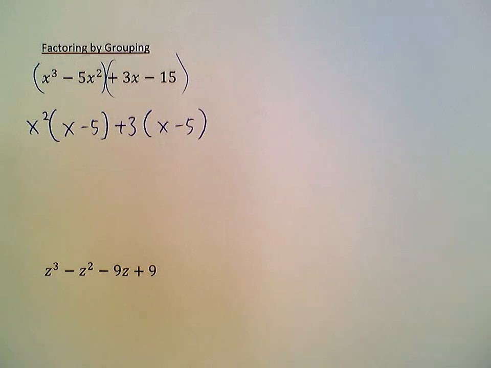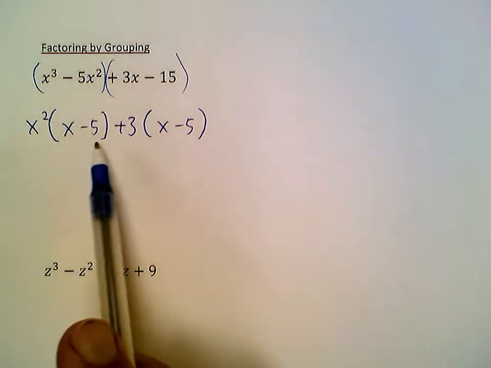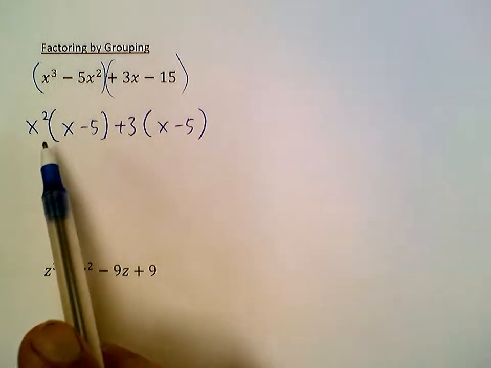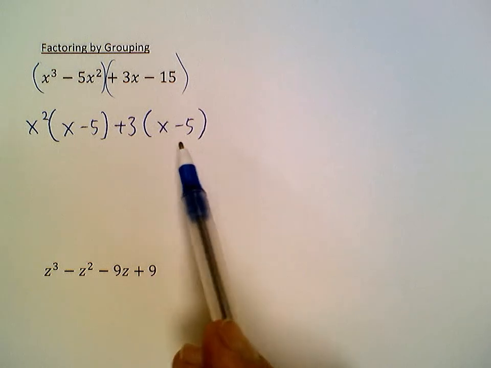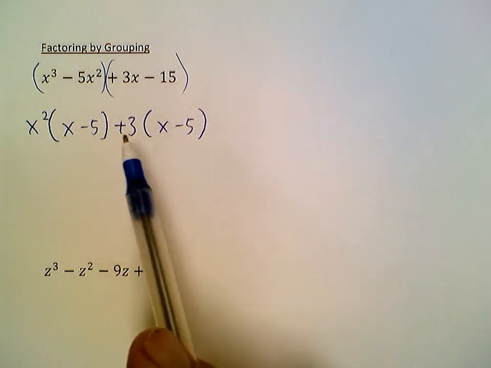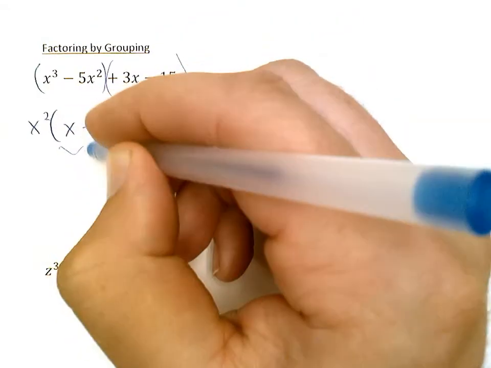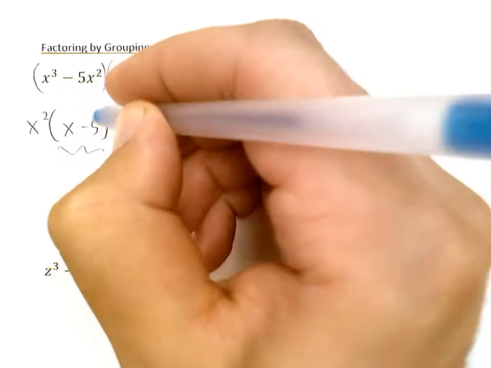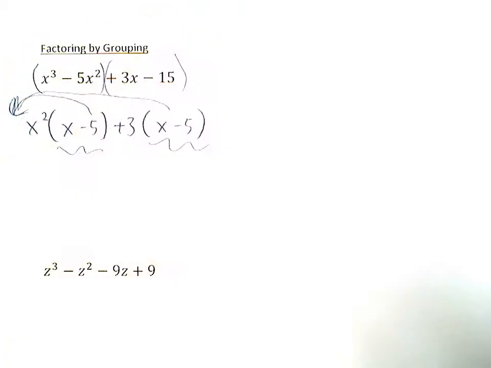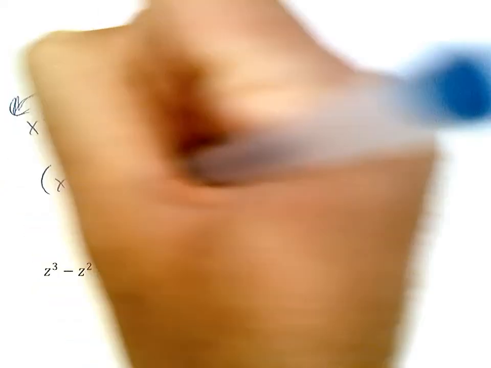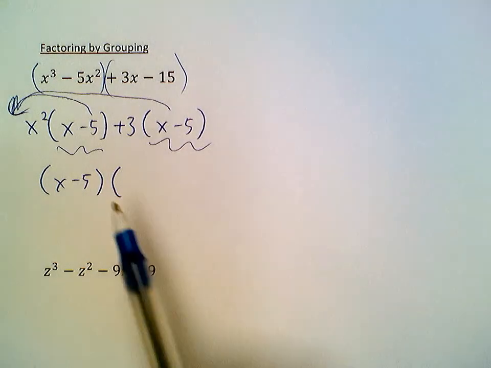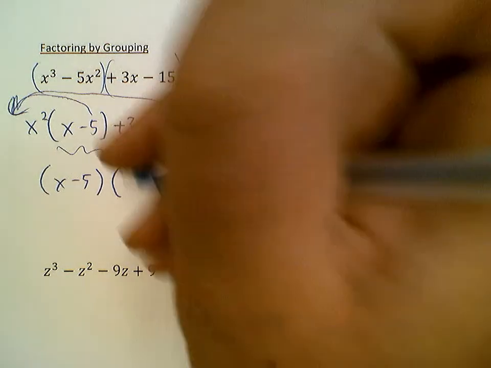Now this next part's a little weird to understand, but I'm going to factor out again. What I have here is two big terms adding together: x squared times x minus 5, adding to 3 times x minus 5. Since they each have one common factor, this x minus 5 here and here, I can take that entire term out front, and what I have left over is x squared plus 3.